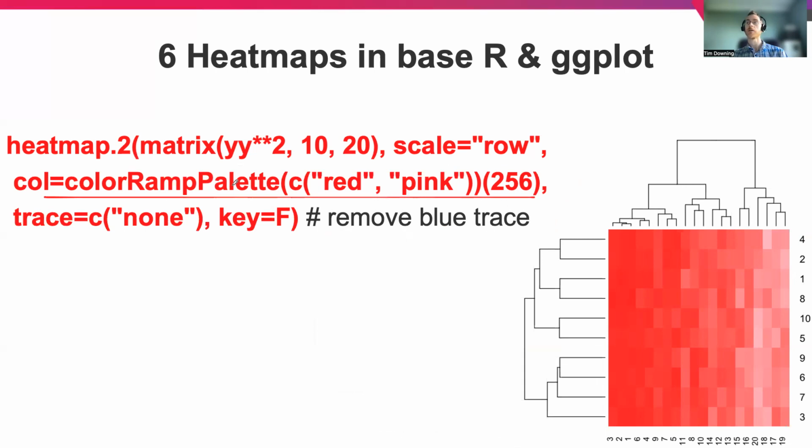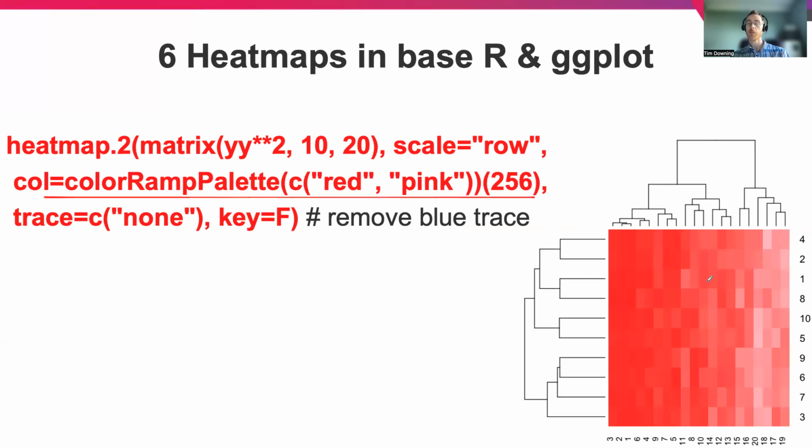So colorRampPalette is a function that can give us different colors depending on what we put in. We can change red and pink to whatever you want. You can see there that we have removed the blue trace. You know, the dendrograms are the same here. We've just changed the color palette.